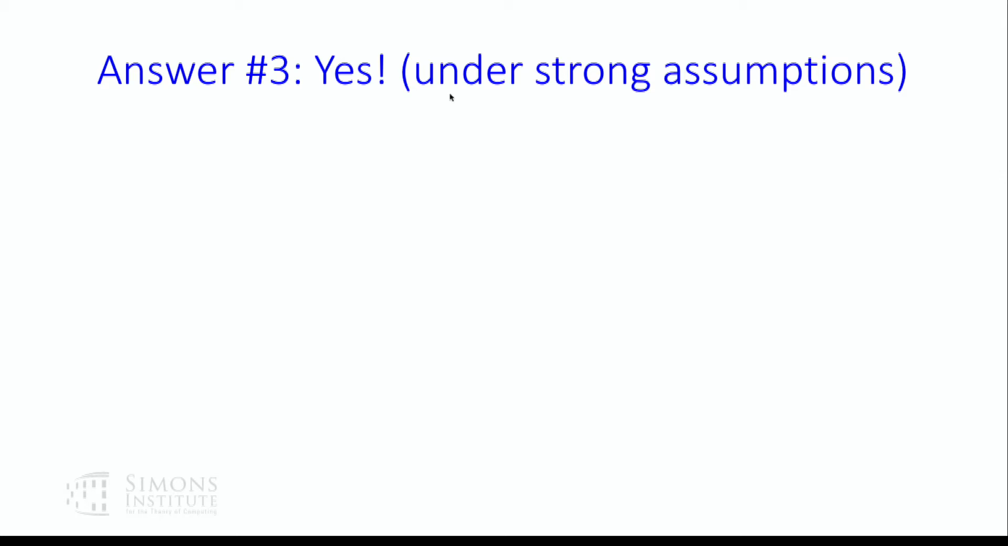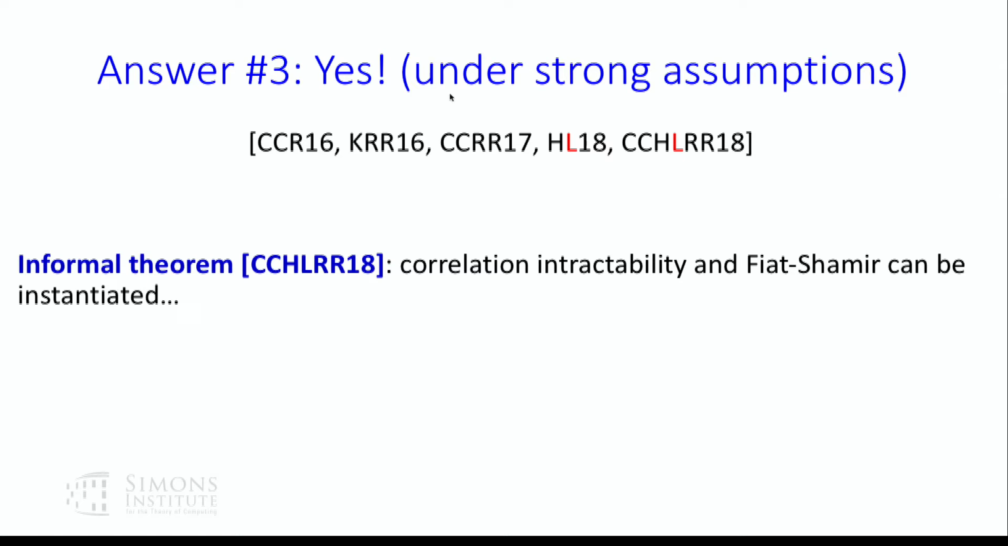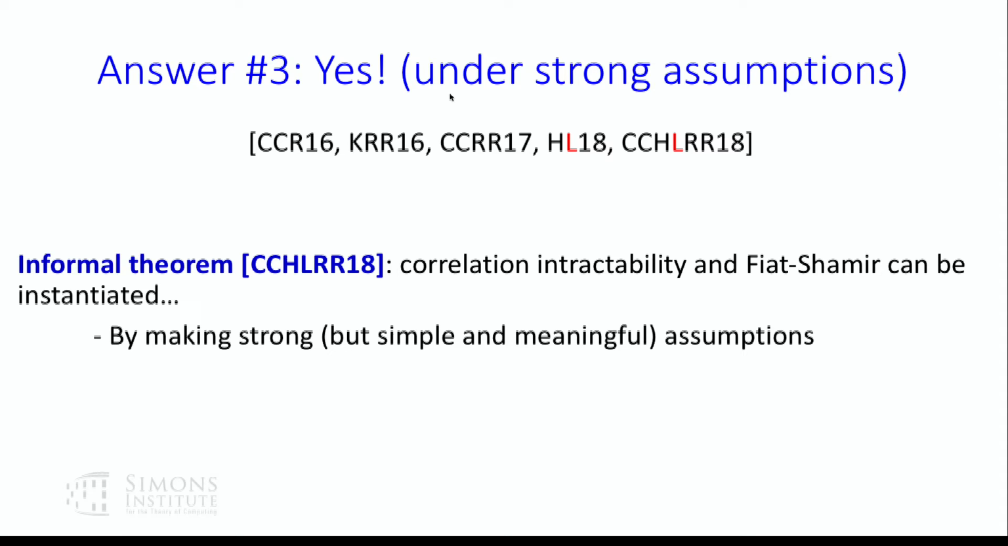So first, we had positive results under what I'll call strong assumptions, and I'll explain much more about what that means. Just to take a couple of theorem statements from one of the papers, we can instantiate correlation intractable hash functions and therefore do Fiat-Shamir by either making very strong but still simple and meaningful assumptions, or by focusing on specific protocols of interest.